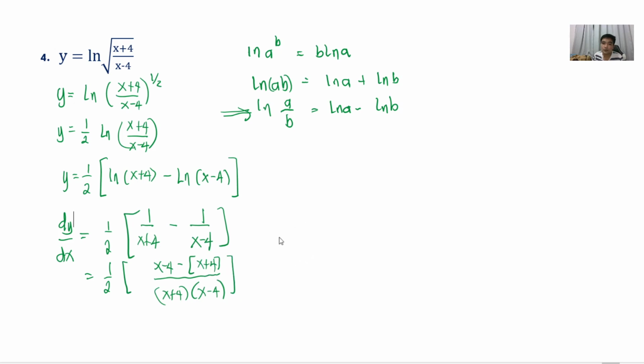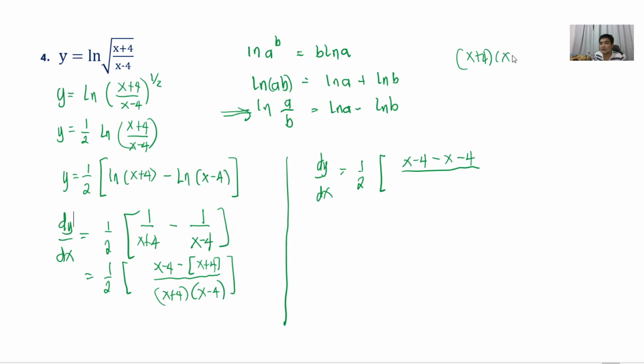Okay? So, tuloy ko dito sa right side. So, magiging dy all over dx now is equal to 1 half times x minus 4. So, distribute ko si negative sign. Minus x minus 4 all over x plus 4 times x minus 4. Diba ito class is yung x plus 4 times x minus 4, parang a plus b times a minus b, wherein that is equal to a squared minus b squared. So, square ko sa first term, so magiging x squared minus square ko sa 4, that is 16. So, magiging x squared minus 16.